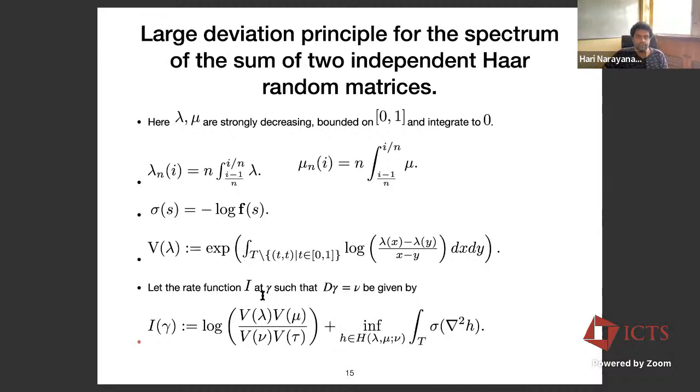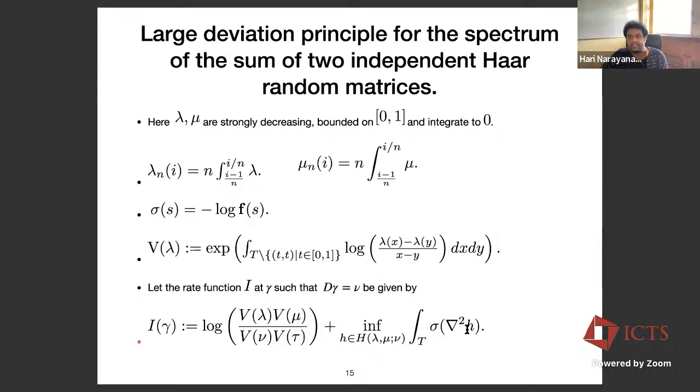And the rate function, which I will tell you how it plays a role, is given by I of gamma, which is log of something that has no interactions between lambda, mu and nu. Tau is a fixed linear function. Lambda, mu and nu are varying things which are part of the problem. And this is an integral over the surface tension of the Hessian of the hive. So in some sense, you take the best hive and integrate the surface tension of the Hessian of H.